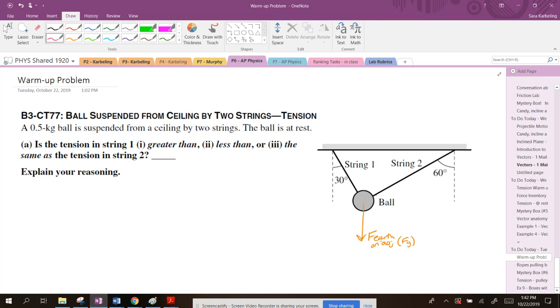So you got a tension force pulling in this direction. So the force of string 2 on the object, I'm going to call that Ft2. And I've also got a force of tension going up like this. The force of string 1 on the object, Ft1. How are we doing so far? Okay. Now what?